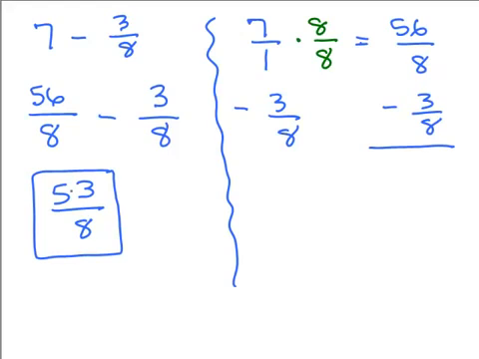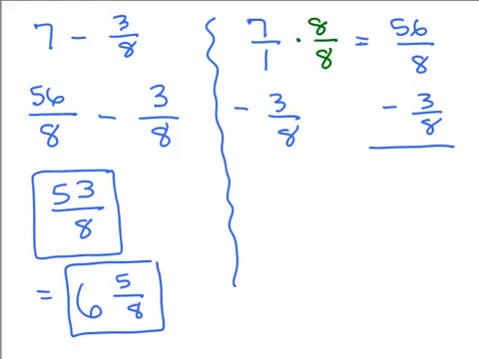You could also change this back to a mixed number by dividing 8 into 53, and so what would that be? 8 goes into 53 6 times, it's 48, and then you would have 5/8 left. So remember, both of these are correct as long as it's reduced. So the answer could be written as 53/8 or 6 5/8.